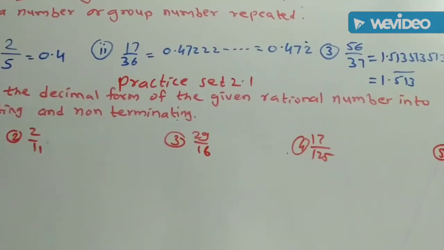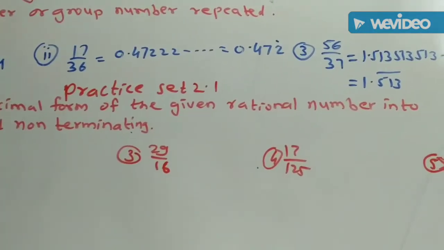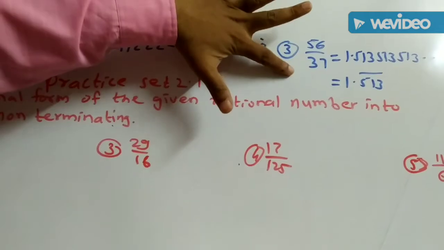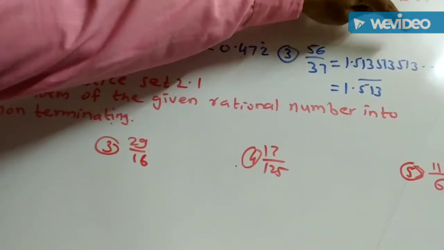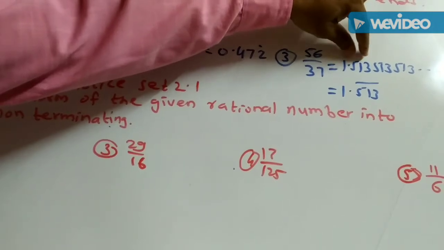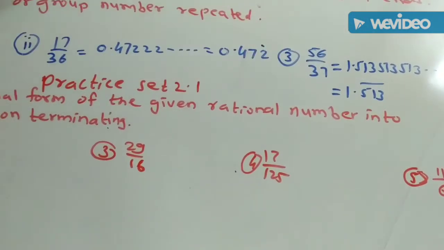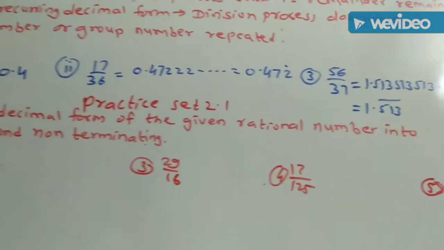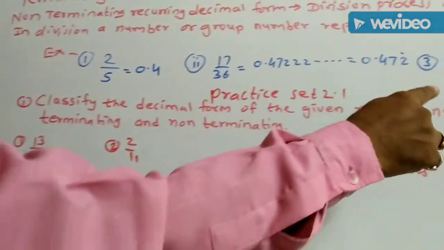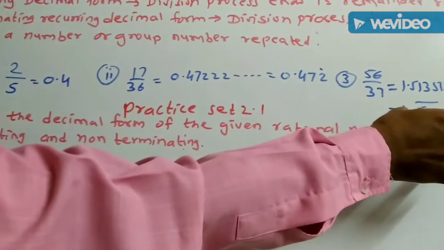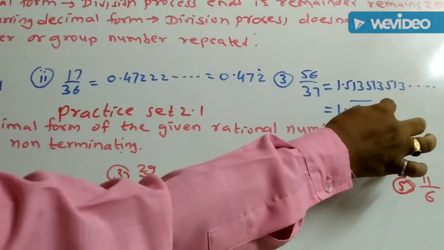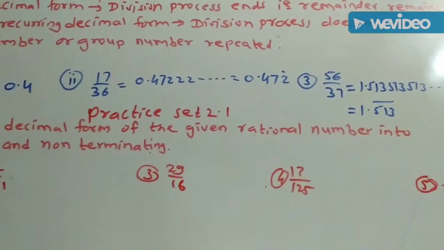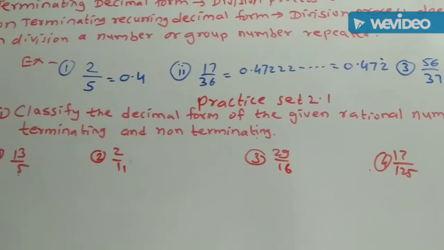Third example, I take 56 upon 37. If we take the division of 56 and 37, then we get 1.513, 513, 513. That group of digits, 513, is repeated, and therefore the division process does not end. This group of digits is repeated, therefore that group is written one time and a bar is given on it, and that is the non-terminating recurring decimal form.